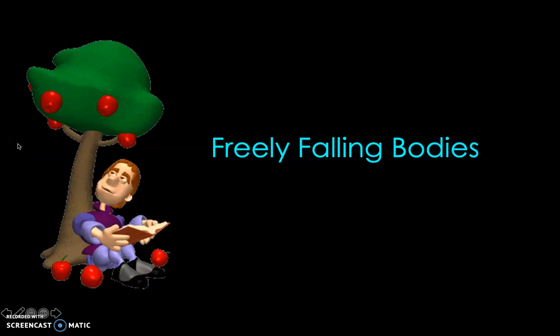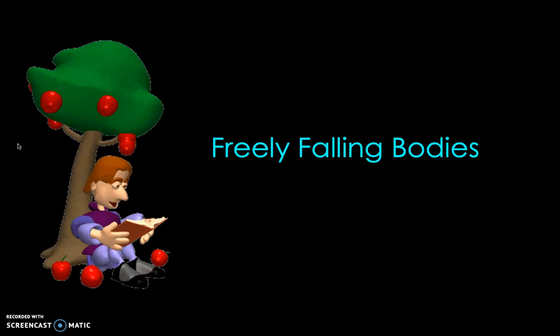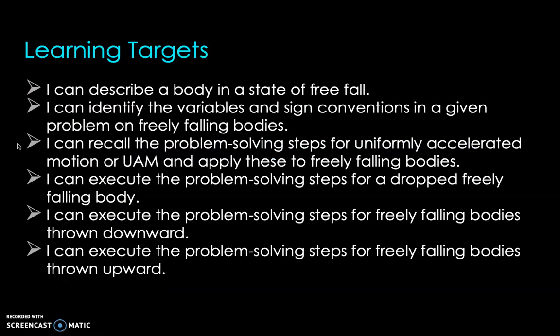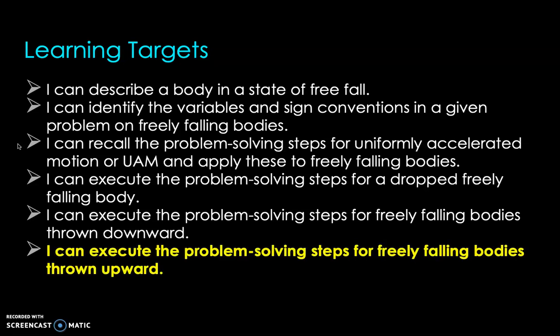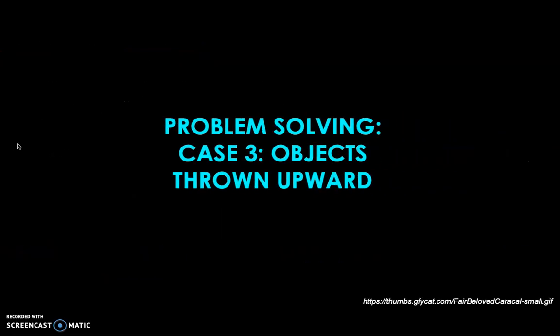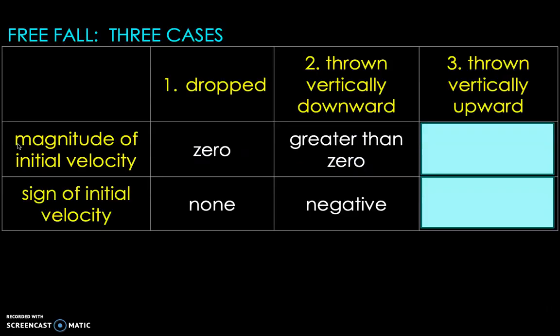Hi everybody, it's still me, Miss Leia, and in this last video for this playlist, we're still gonna talk about freely falling bodies, but this time we'll be dealing with problem solving for case 3 of freely falling bodies, which is all about objects that are thrown upward and are influenced by gravitational pull alone. Alright, so that's case 3, and we have a few things to remember for this particular case.